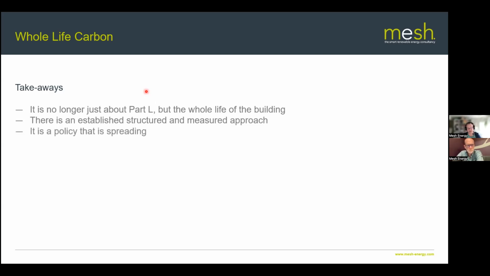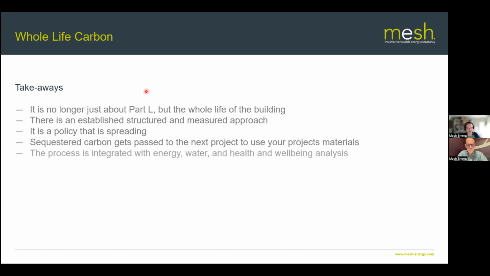And it is a policy that is spreading. So we've got projects where it is policy. We have projects where policy is likely to be written off the back of the reports that we are producing. And at the same time, we've got design teams preempting awkward questions and the potential for this policy to become more real in the areas in which they're working. Sequestered carbon always gets passed on to the next project. Unfortunately, it's never part of your project, but that's just the way it is. And the Institute of Structural Engineers and RICS, etc., all agree on this.